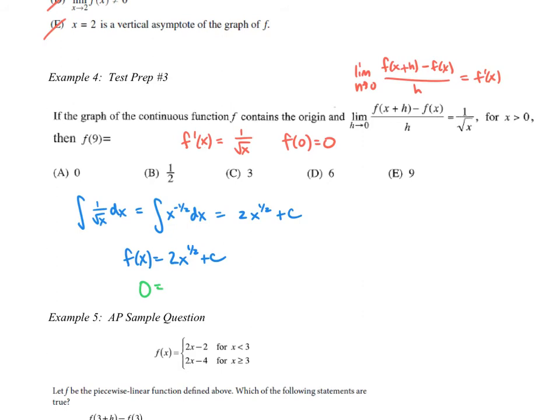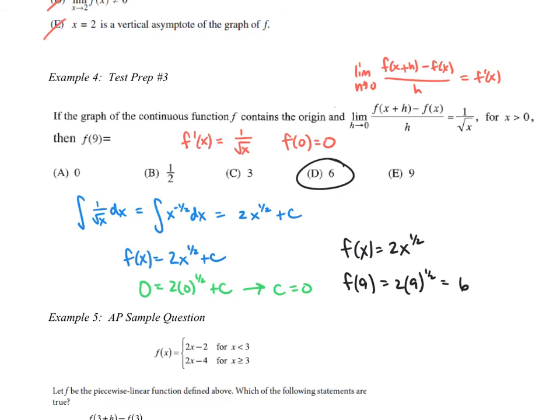So we have 0 equals 2 times 0 to the 1/2 plus c. That would imply that c is equal to 0. So now what we have is f of x equal to 2x to the 1/2 power. That's our function. And we're simply just trying to calculate what f is when x is 9. So we have 2 times 9 to the 1/2, and that gives us 6, which is option D.